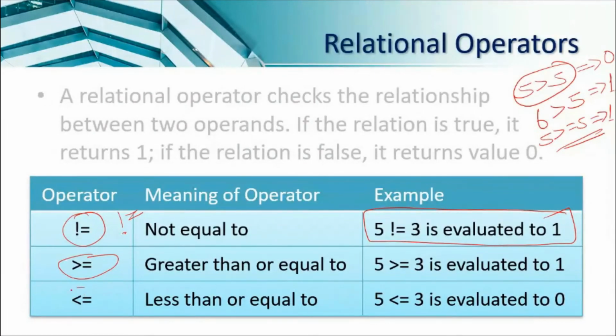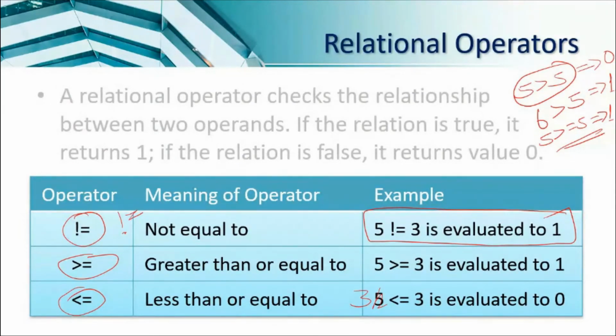And the next relational operator is less than or equal to. 5 less than or equal to 3 is evaluated to 0 because 5 is not less than or equal to 3. If it was 3 instead of 5, then obviously it would have been 1, because this is true.